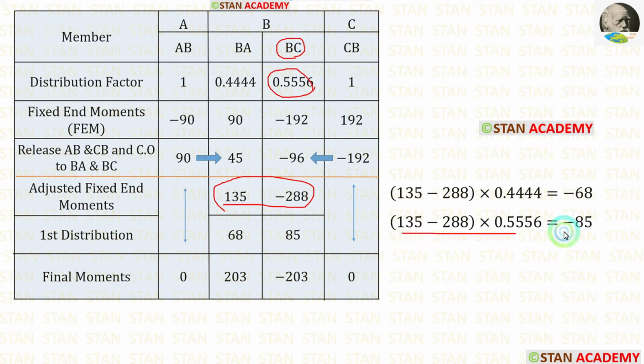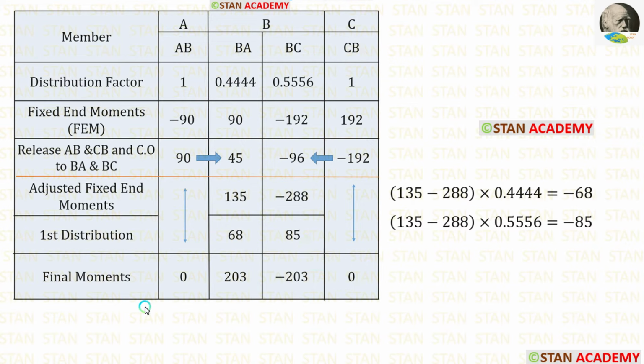When we do that, we are getting a negative value, so we are entering it inside the table as positive. Now we have to make the carryover. We cannot make the carryover between AB and BA because we have already released AB and made it 0. Also, we cannot make the carryover between BC and CB because we have already released CB and made it 0. In this case, we cannot continue further.